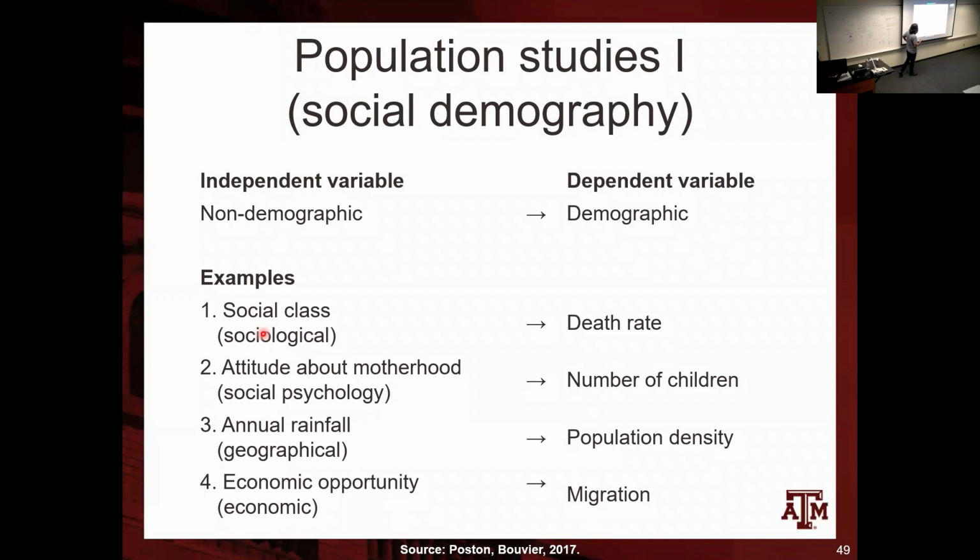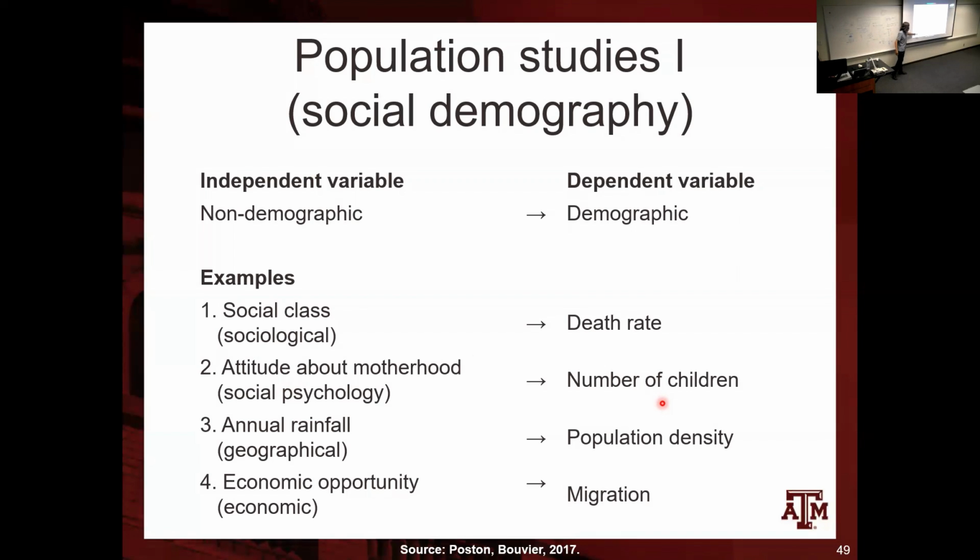Right? But it is an indicator, a sociological indicator, trying to explain the effect on a non-demographic indicator. Attitude about motherhood, a social psychological variable. The attitude about motherhood from women might affect the number of children that they want to have and that they will have throughout their reproductive ages.